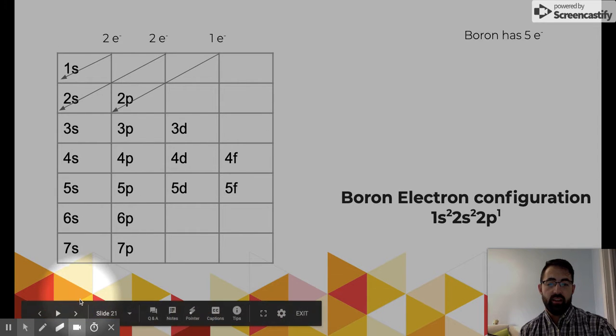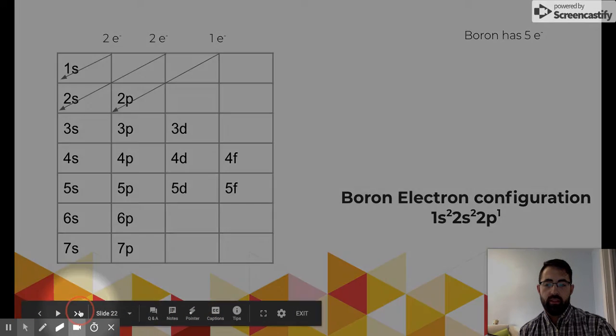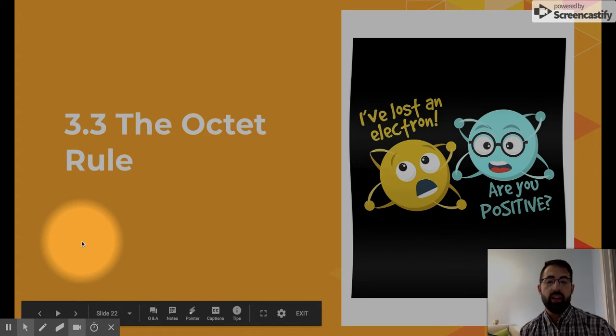All right, I think that's all we needed to cover. Next up, we'll do the octet rule, which helps determine how an element is likely to react.